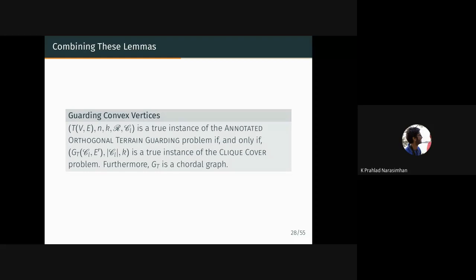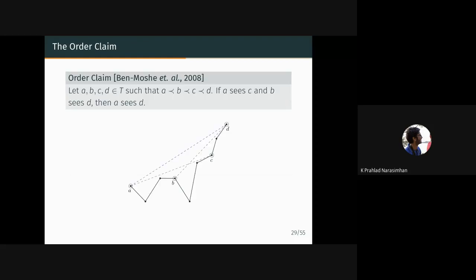From this point on is my work. Okay, not this point on, sorry. So they use two things in their particular proof. The first thing is something called the order claim. If you take anything away from this talk, just take this particular claim. Everything else you can derive by yourself.